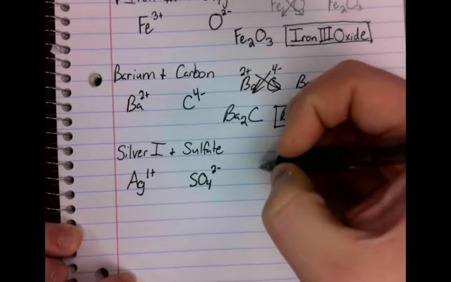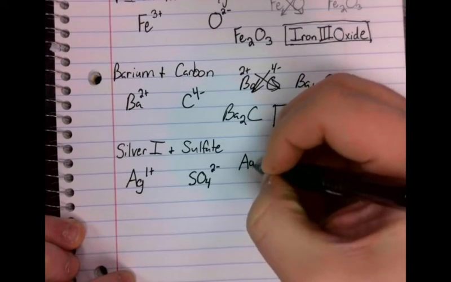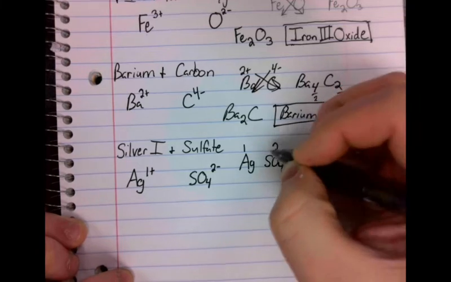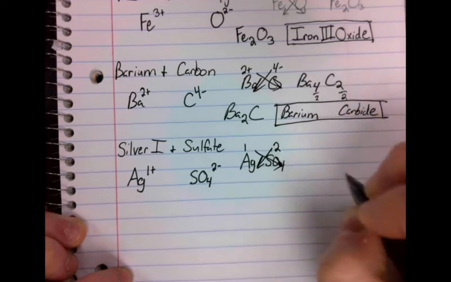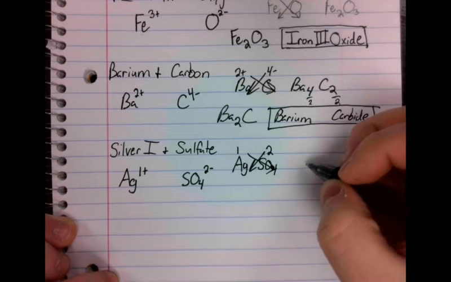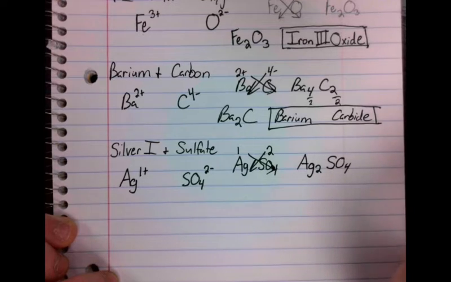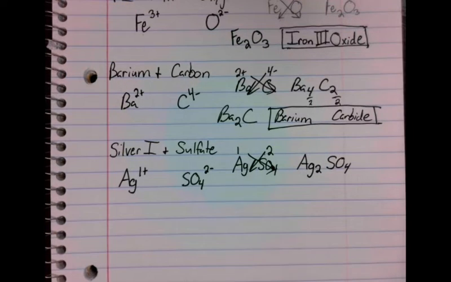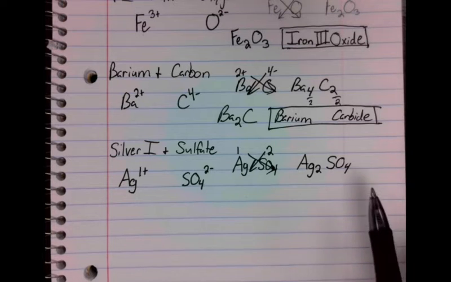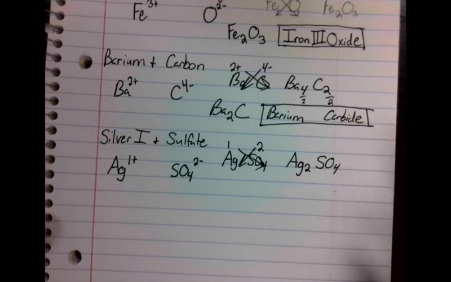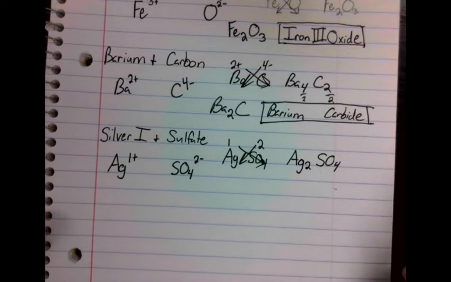So now we're going to bring those two pieces over here. I've got Ag 1, SO4 2, cross our charges. We'll get Ag2, and then our SO4 does not get a number. Now, if there was a number, which we'll see in the next example, we would have to start using things like parentheses. But for this one, we don't need to do anything. We'll just leave it at that.